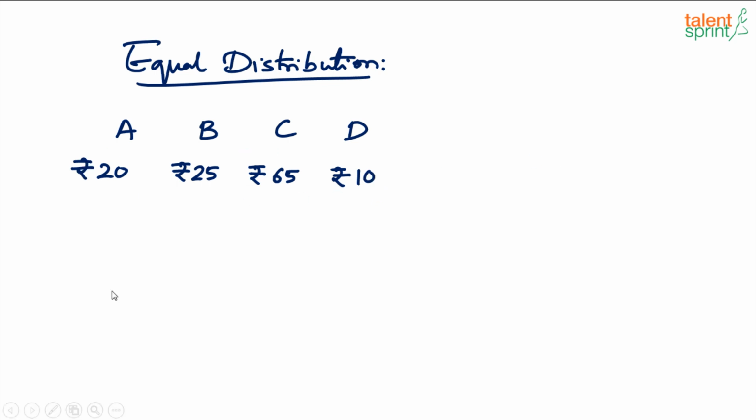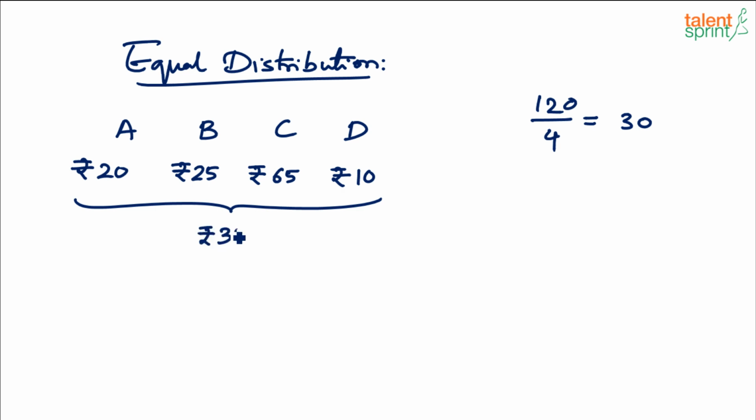Now this 120 has to be distributed equally among how many people? 4 people here, 4 persons. So 120 upon 4 gives you what? 30. So the average of the group here is 30 rupees. Which means, if I collect 20 from A, 25 from B, 65 from C, and 10 rupees from D, and give it equally to all 4 of them, each one of them will get 30 rupees.